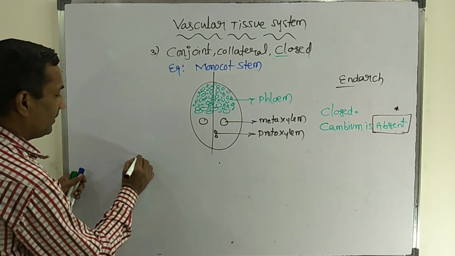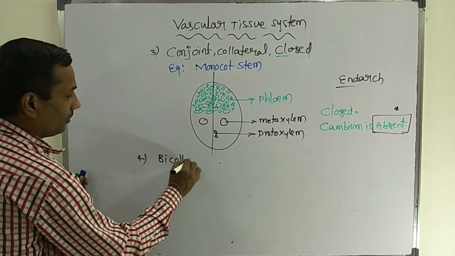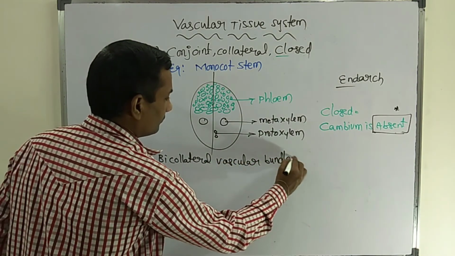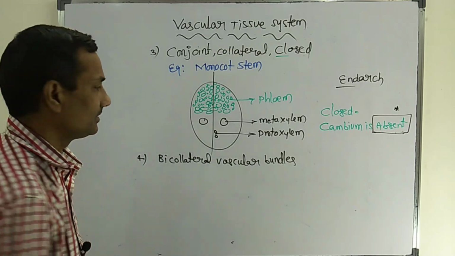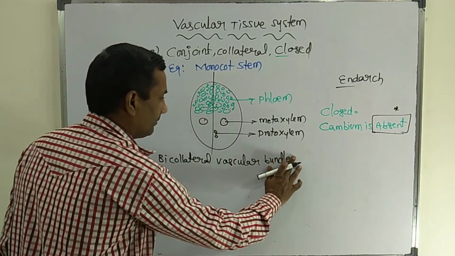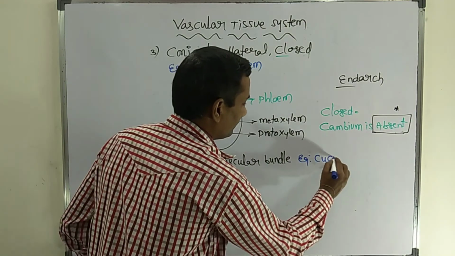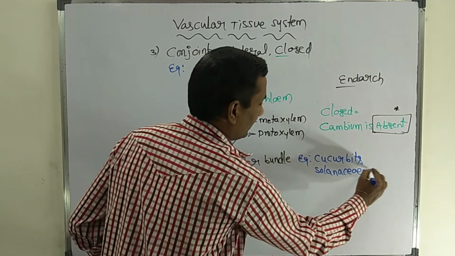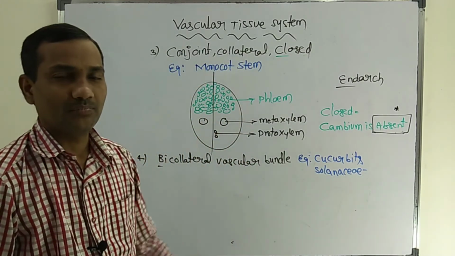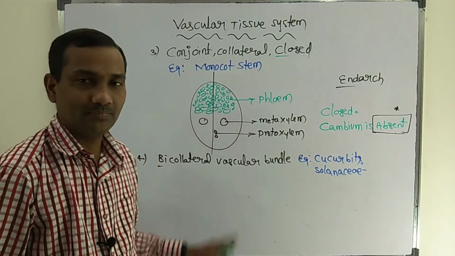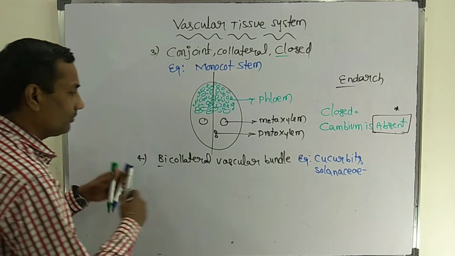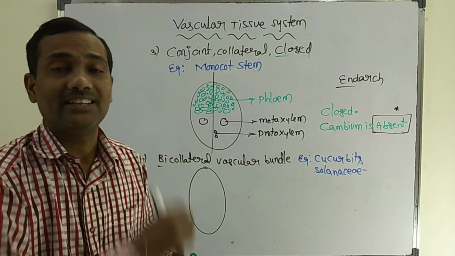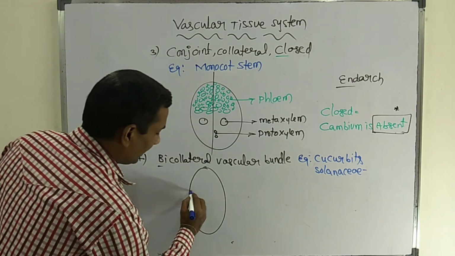So next, the fourth type of vascular bundles, bicollateral vascular bundles. You can observe bicollateral vascular bundles in the Cucurbitaceae family and the Solanaceae family, that is Solanum tuberosum. Solanum species exhibit bicollateral vascular bundle. In a bicollateral vascular bundle, phloem is located on either side of the xylem. Xylem is located at center.